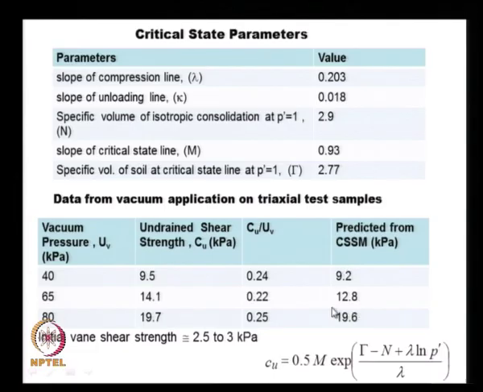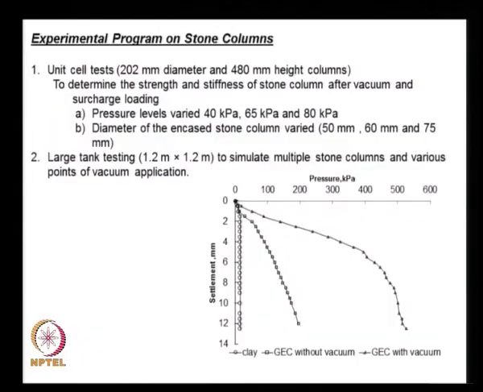So, that means that we can theoretically estimate the effect of vacuum consolidation, and here we see the result of vacuum on a stone column. If we draw the pressure settlement graph, this is the response of the soft clay soil, and this is the response of the stone column that is not treated with vacuum. The same stone column after the vacuum treatment behaves very stiff and also much stronger. That is the main advantage of the vacuum treatment, because it can increase the strength.